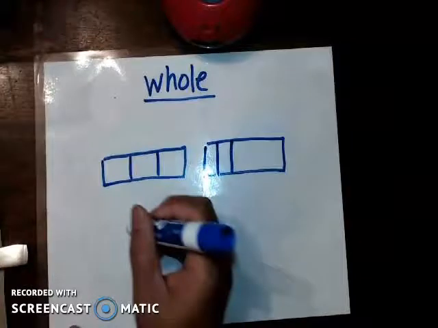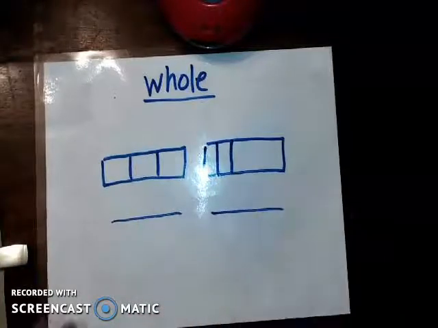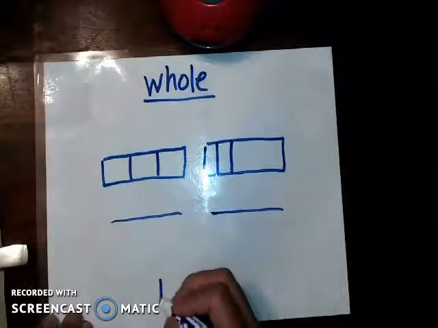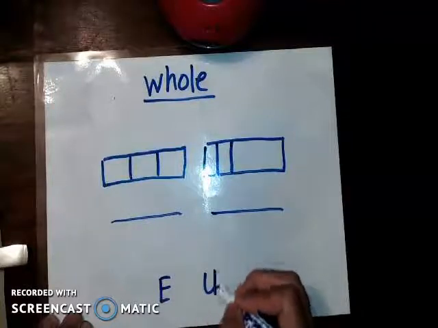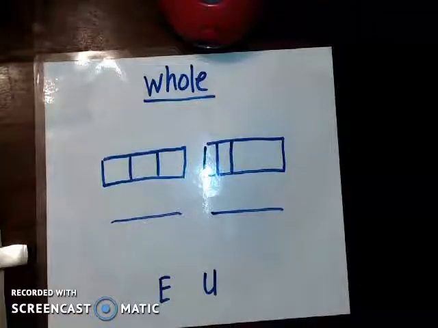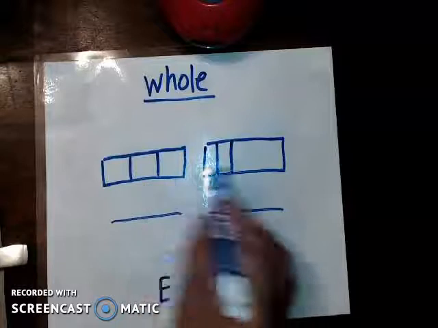Which one is equal and which one is unequal? Remember, use the letters E for equal, U for unequal. Pause the video for a moment. Draw your rectangles and put E for equal, U for unequal in the correct spots.